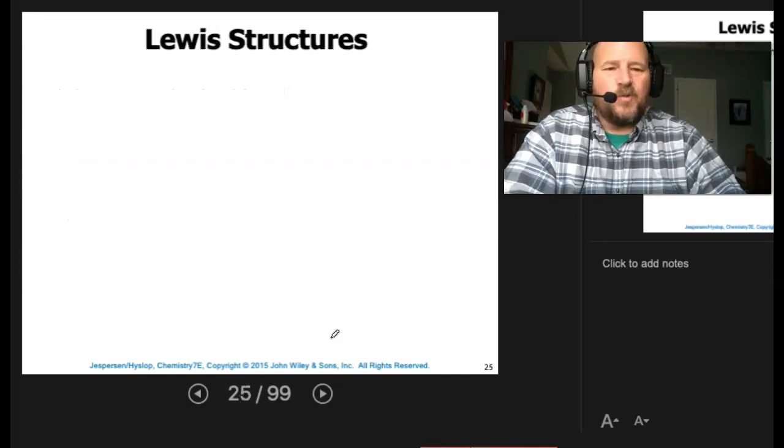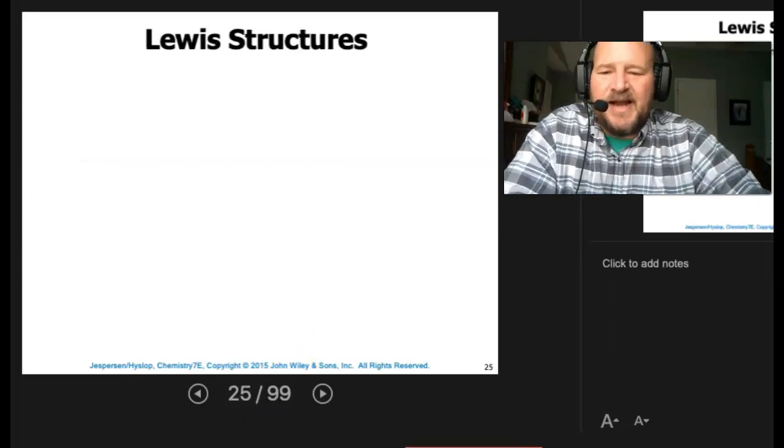And now we'll start to look at more complex Lewis structures and how we'll handle those and manipulate the atoms with the electrons and make sure we have complete octets.